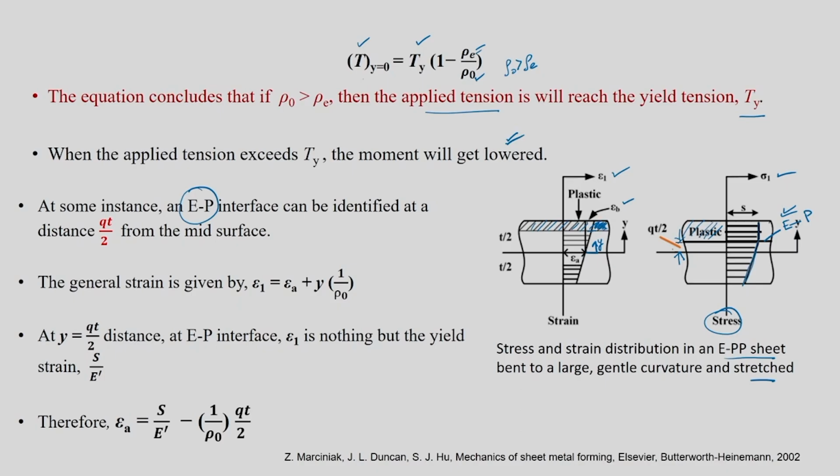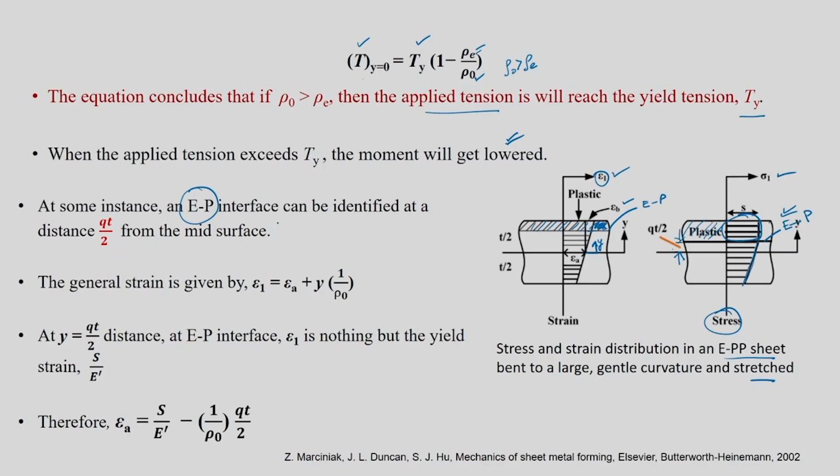Okay. So, now this EP interface is going to be very important for us because at this particular stage S is known to us. Sigma 1 is equal to S. Okay, sigma 1 is equal to S. So, now what will happen if you provide more details into epsilon 1 when you have the elastic to plastic transition? This is your EP interface in terms of strain distribution. So, now what details can we provide in that? At some instance an EP interface can be identified at a distance qt by 2 from the mid surface, right.